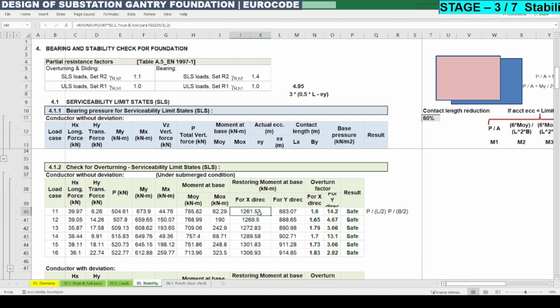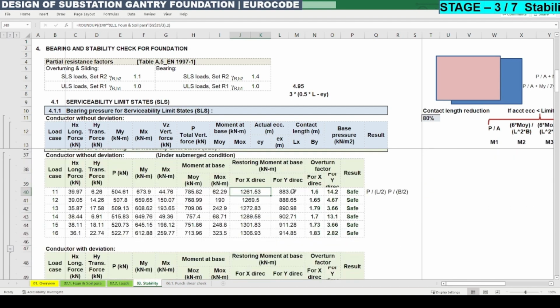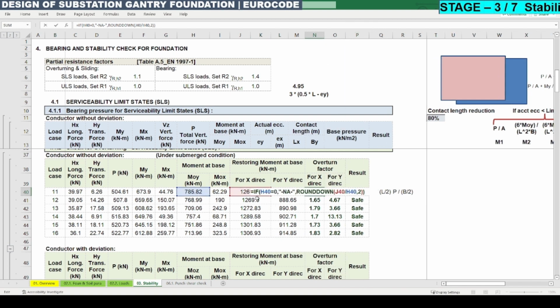This is a simple formula. So we know that the weight of the foundation along with the structure weight and the subsoil weight is multiplied by the lever arm distance, that is the effective distance, half of the distance, for both the directions. So we are getting the restoring moment in both directions. So now the factor of safety is very easy. We are just dividing this restoring moment by the moment at base, that's all.